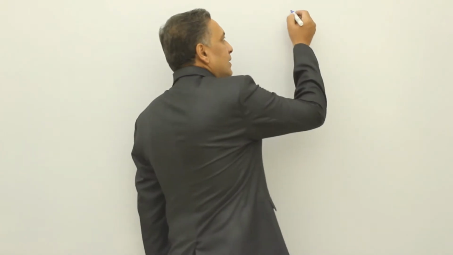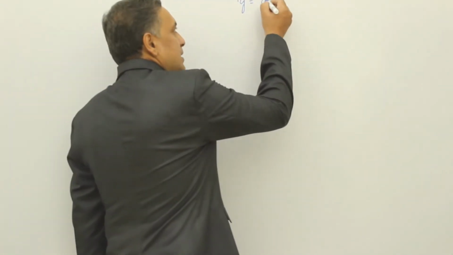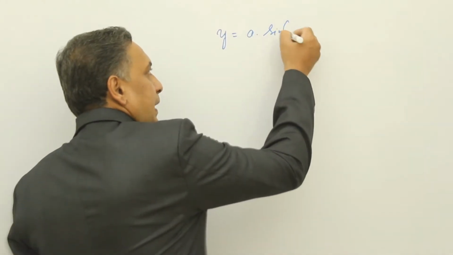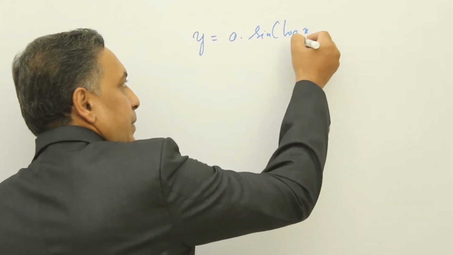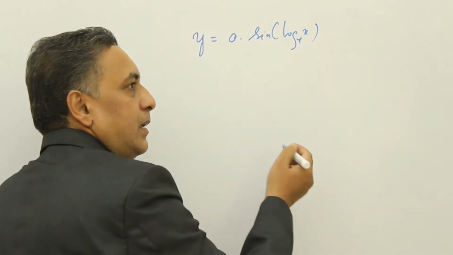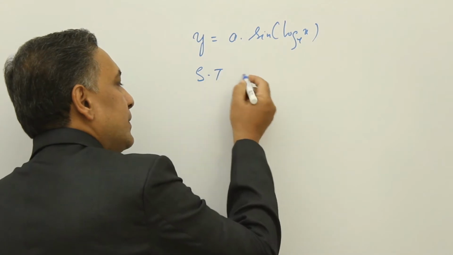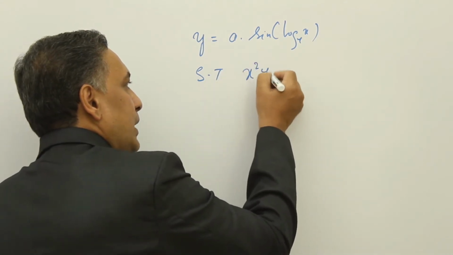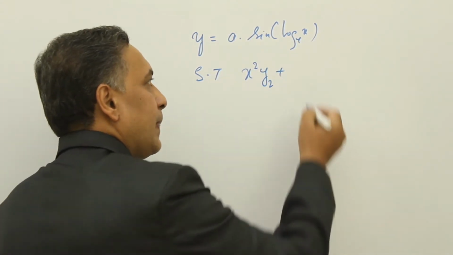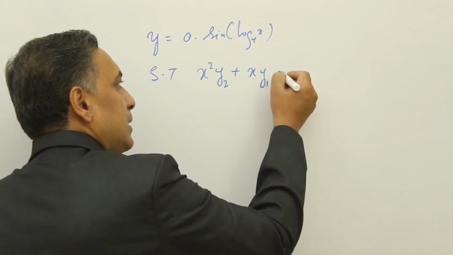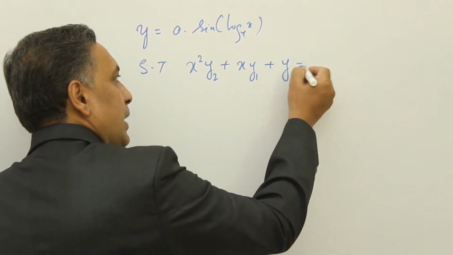The second example we'll see, the proving type for successive differentiation, is: y equals a into sine of log x, y equals a into sine of log x to base e. Show that x squared y2 plus x y1 plus y equals 0.